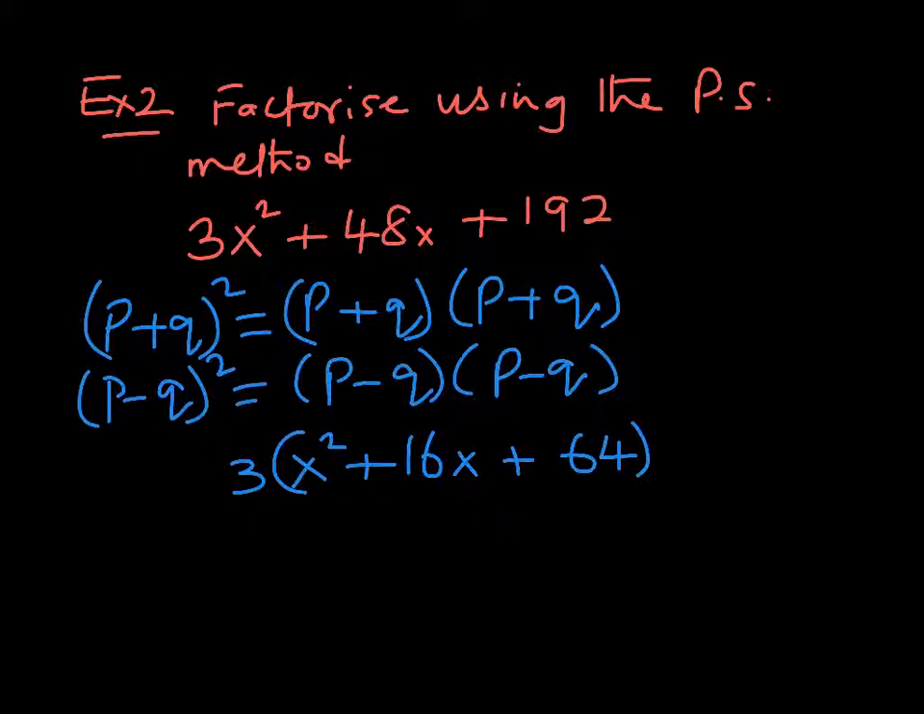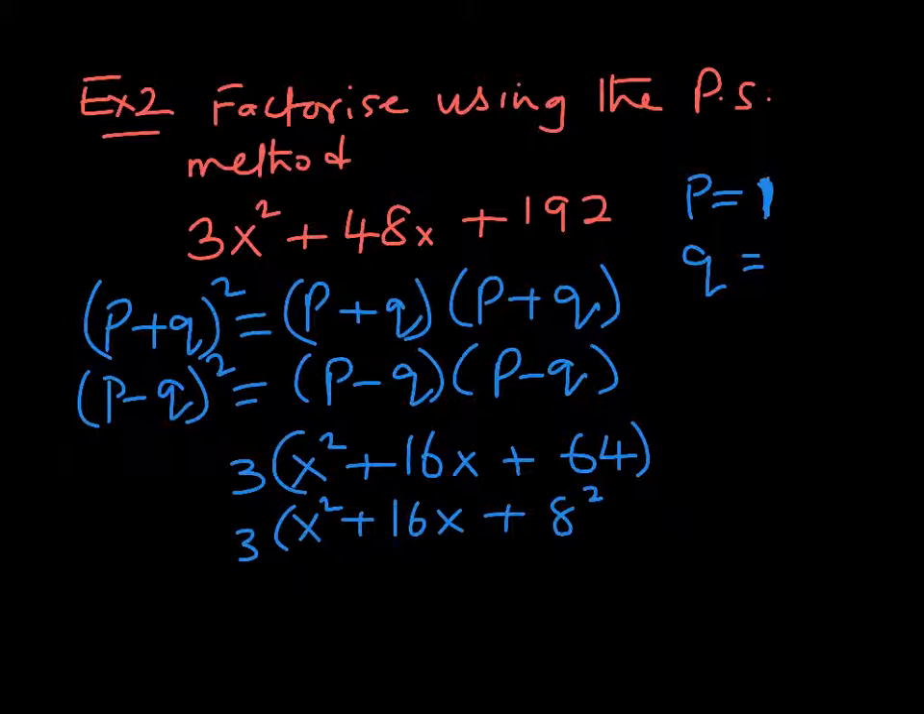Okay, so what's the next step? The next step is now we need to factor x squared plus 16x plus 64. So what is the p here? The p here is equal to 1. And what is the q? Remember, we can write this as 3 into x squared plus 16x plus 8 squared. Okay, so q is equal to 8.